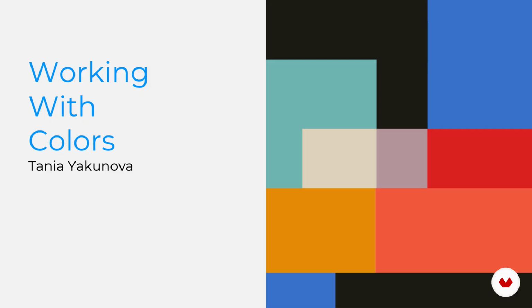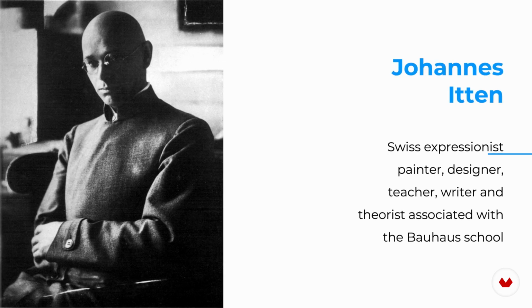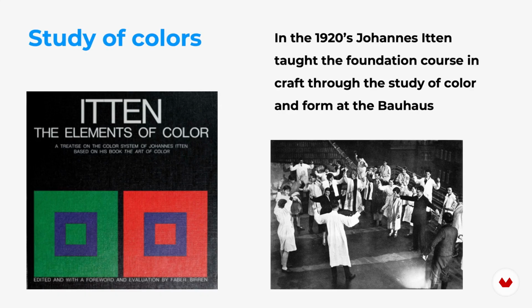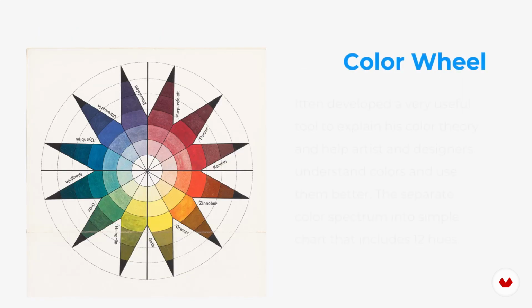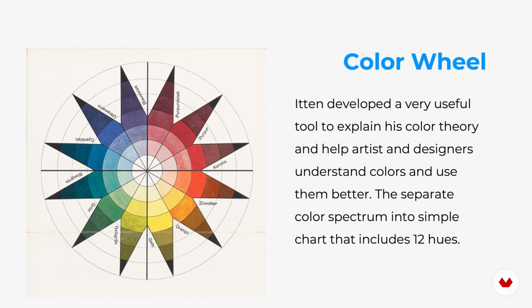Now let me introduce you to a very useful theory that makes choosing colors for your art a lot easier. Meet Johannes Itten, a Swiss artist, designer, theorist, and teacher associated with the Bauhaus school. He taught a foundation course in crafts through the study of colors and forms in Bauhaus. You can find books of his that contain this study, like the Elements of Colors book. Itten is mostly known for his color wheel.